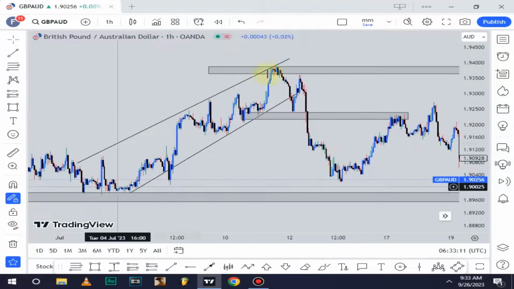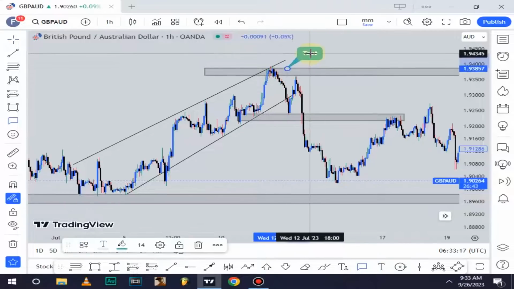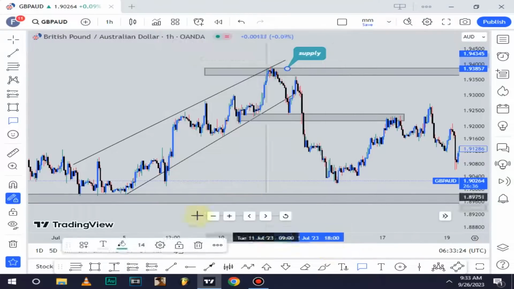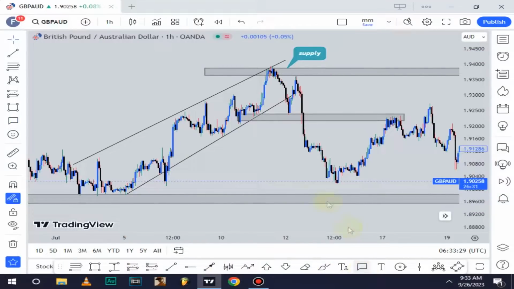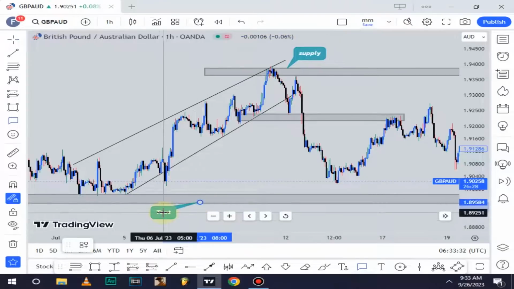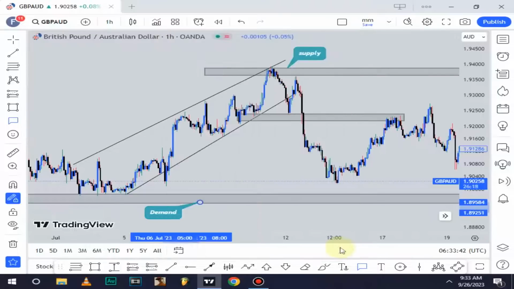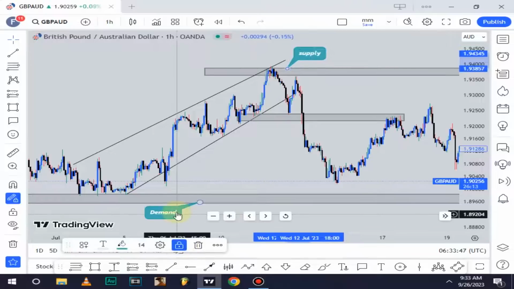Look at this. The market was in an uptrend, and this, as we know, let me just label this. Let's call that our supply zone. Now this should be our demand zone over here. This should be our demand zone. That should be our demand zone. So let's continue. I'll lock these ones.